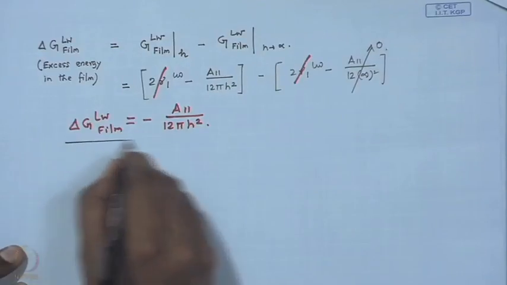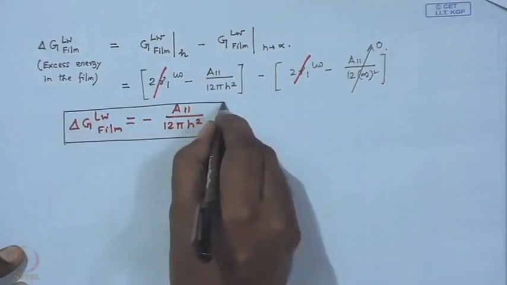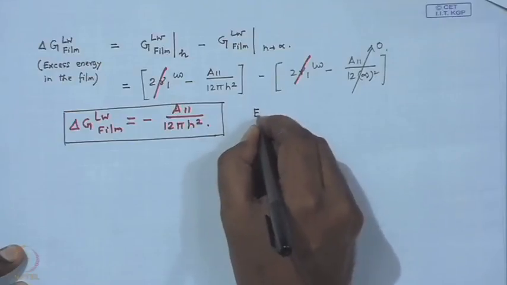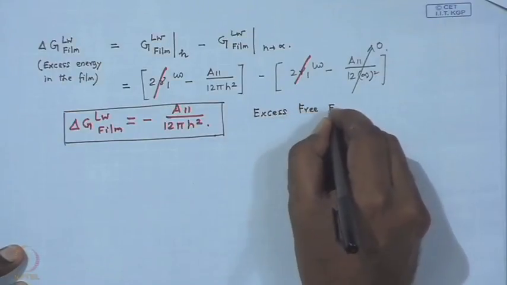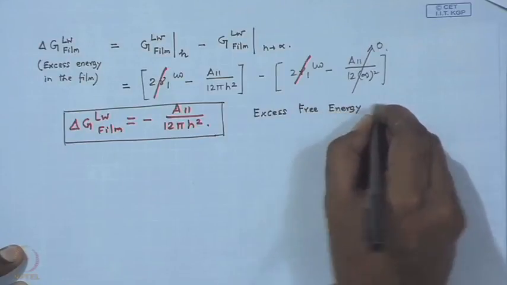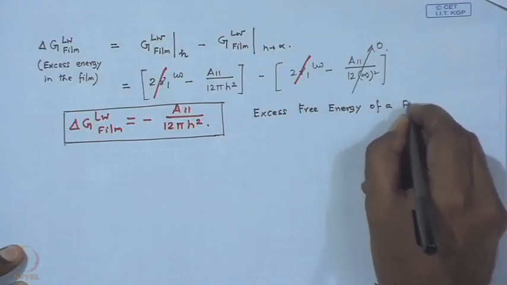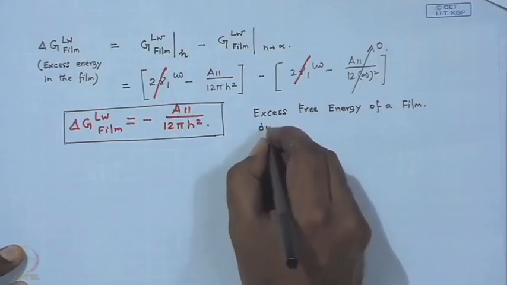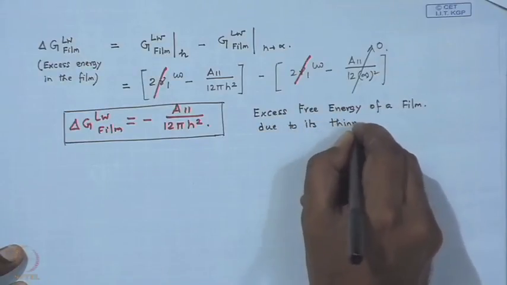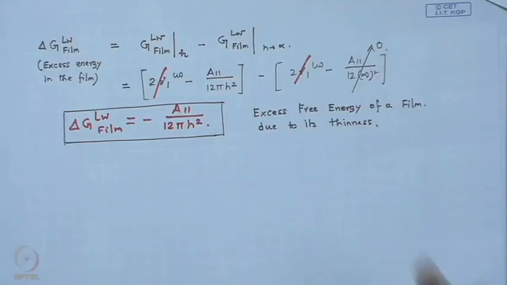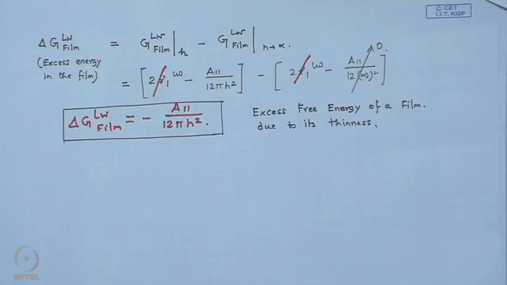So, this is the excess free energy of a film due to its thinness, I would say, because the moment h tends to higher values, this term delta G LW of a film goes to 0, or in other words, so this is a very important concept.